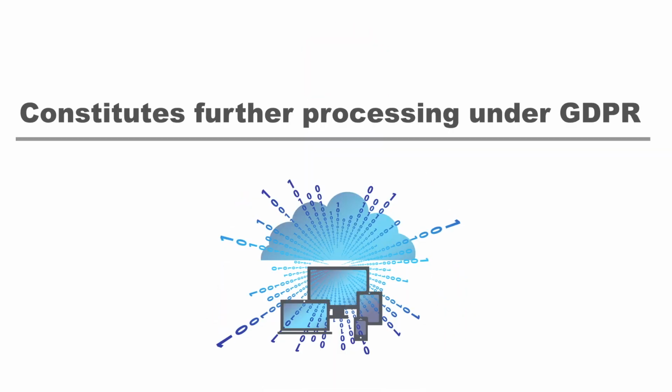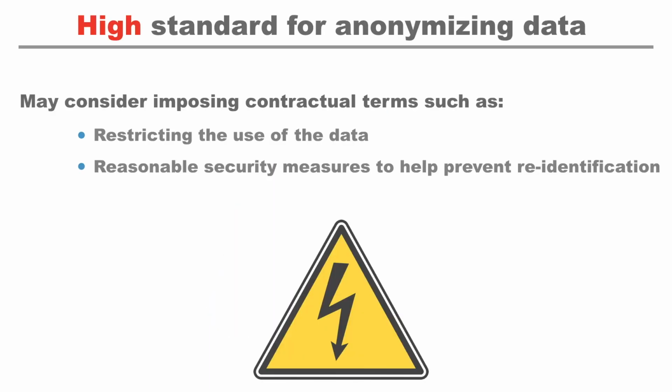However, it's important to note that the process of anonymizing data constitutes further processing. Under GDPR, this means that the organization's purpose for processing anonymous data must be compatible with the original purpose of processing, unless the organization has a separate lawful basis to process the anonymous personal data for an incompatible purpose. Also, because the standard of anonymizing data is so high, organizations may consider imposing contractual terms on the party receiving the anonymized data to reduce the risks of re-identification. For example, by either restricting the use of the data or imposing security measures to help prevent re-identification.